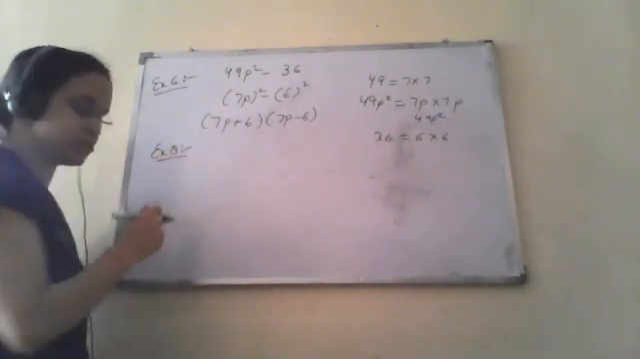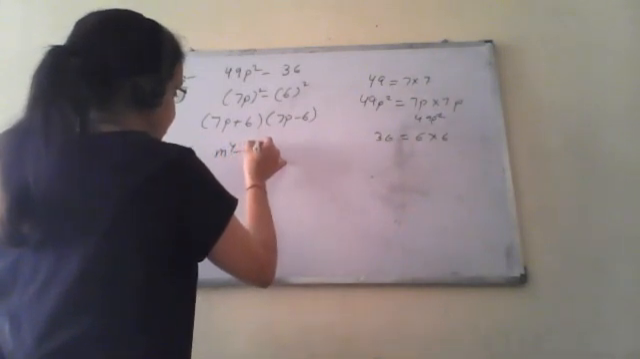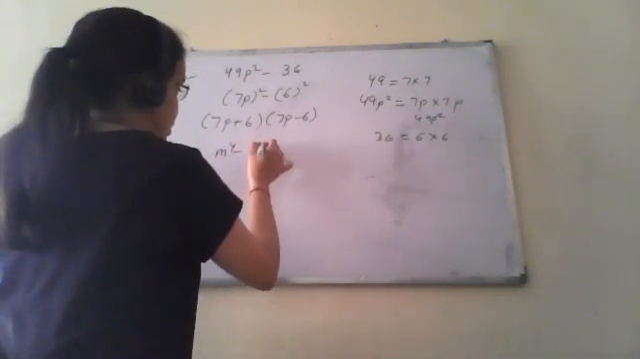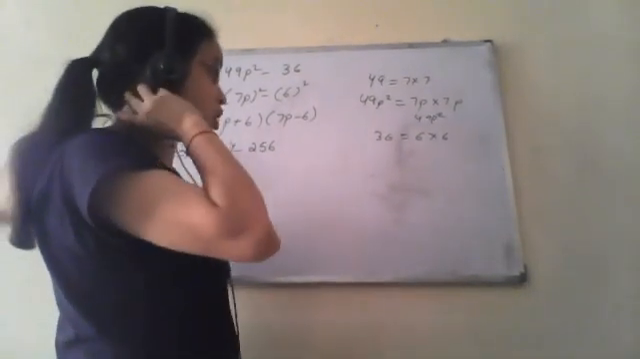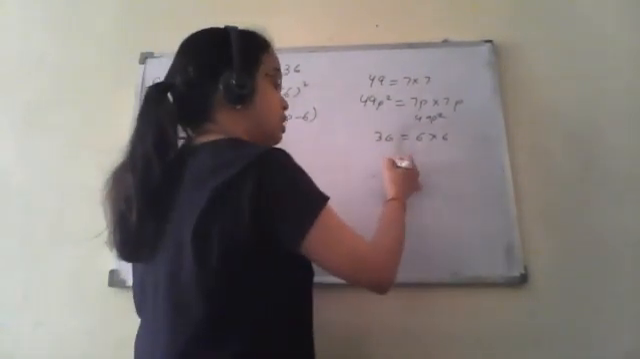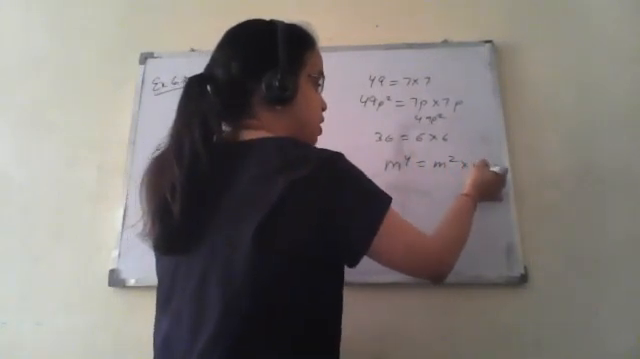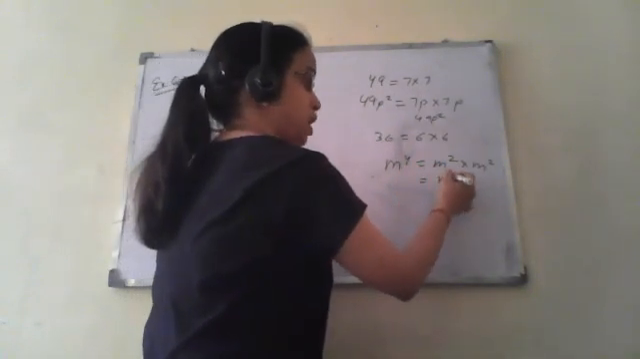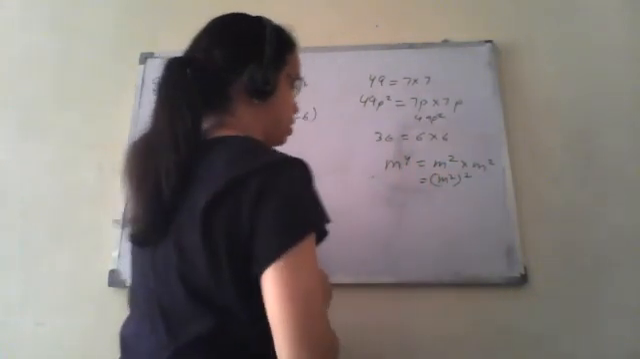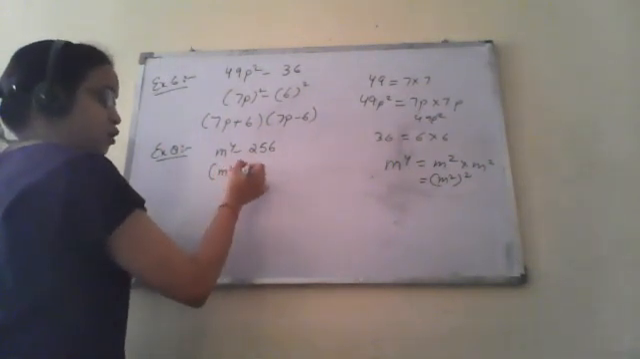We'll take example 7 later. This is m raised to the power 4 minus 256. Now m raised to the power 4, how are we going to write this? Can we write it as m square into m square? Clear? So it is nothing but m square whole square. In place of m raised to the power 4, we can write m square whole square.